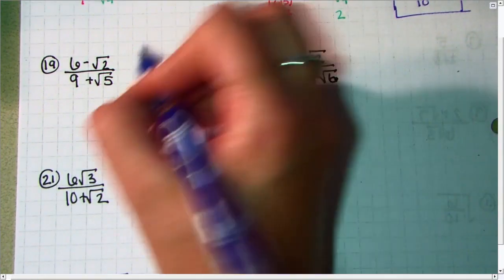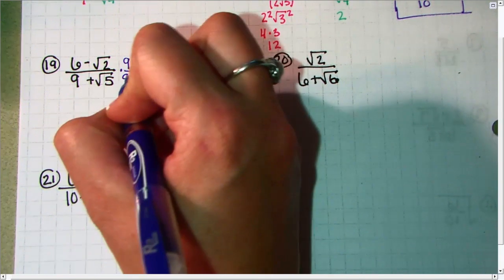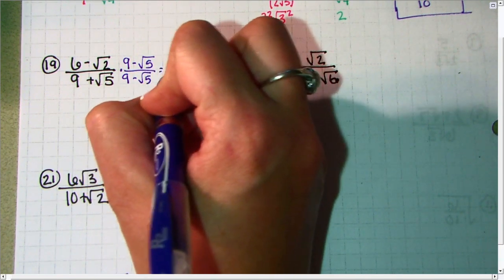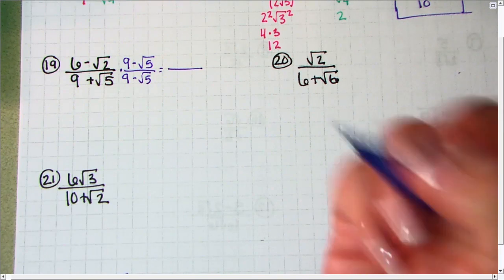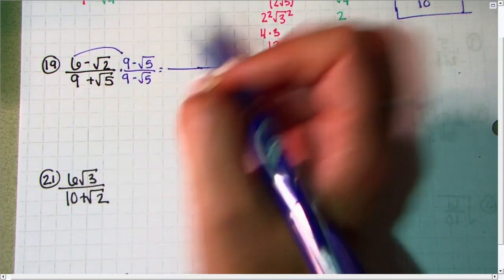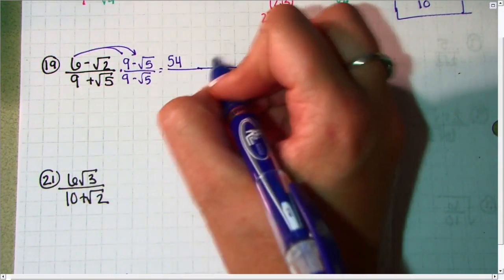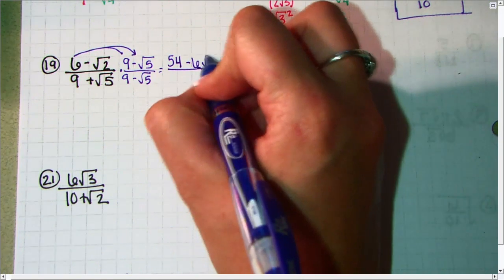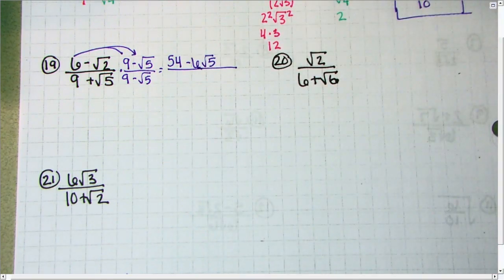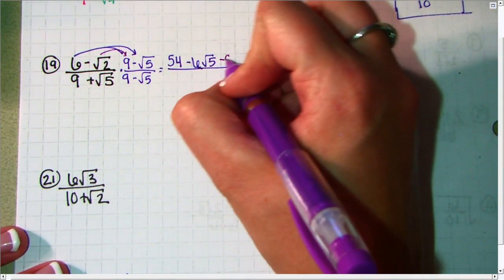19. I'm going to multiply top and bottom by 9 minus the square root of 5. This one takes a little bit more distributing. So I have 9 times 6, or 6 times 9, which is 54. 6 times negative square root of 5 is negative 6 square root of 5. Now, we have to make sure that we distribute everything. So I'm going to do negative square root of 2 times 9 is negative 9 square roots of 2.